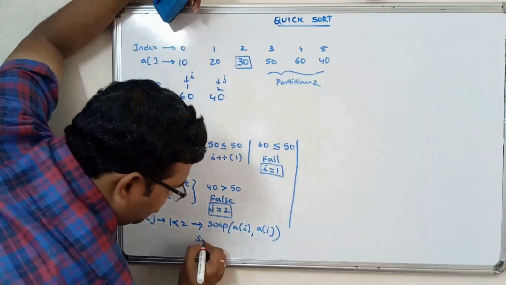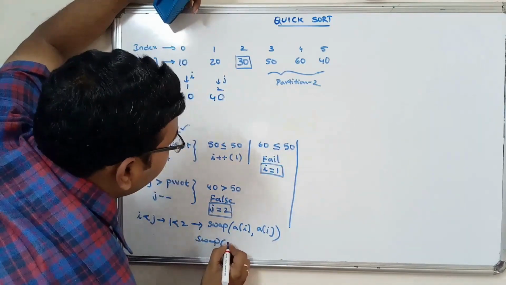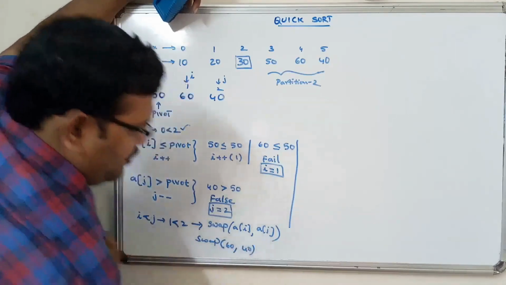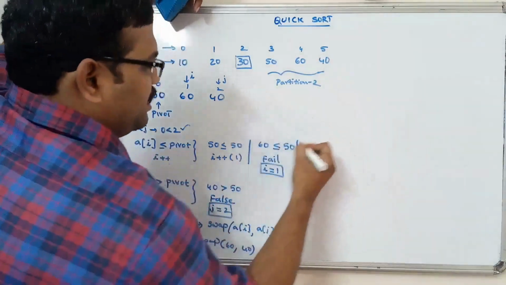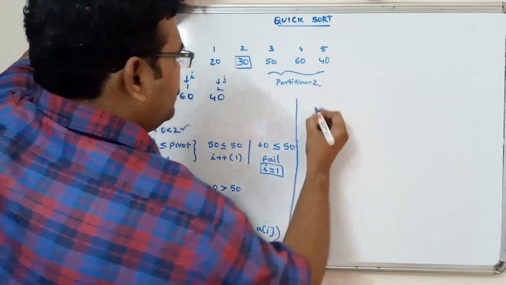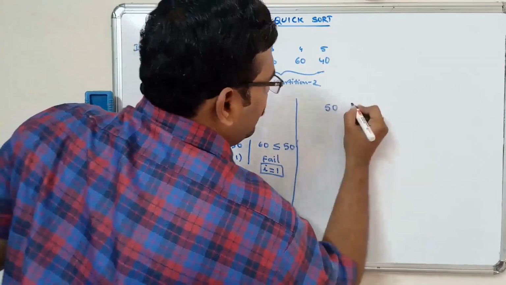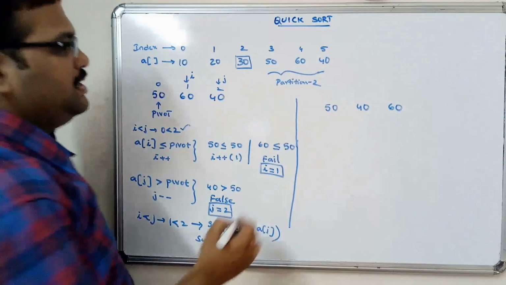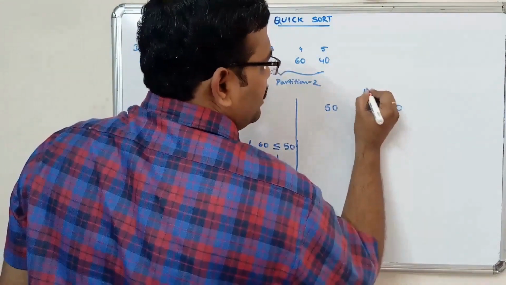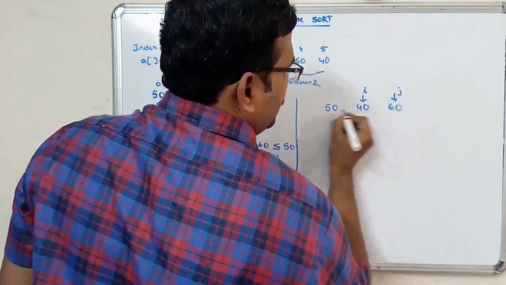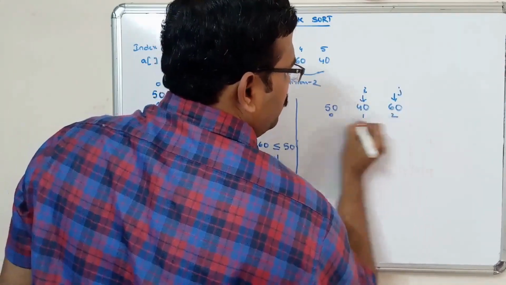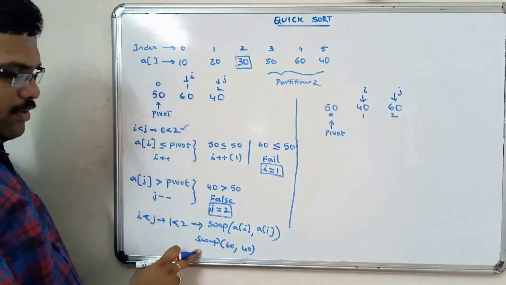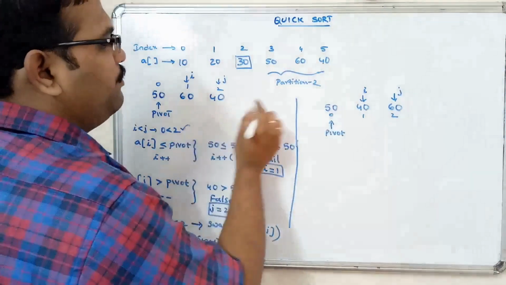So what are the elements we have to swap? Swap the 60 and 40. So after the iteration, the elements will be 50, 40, 60. The positions of I and J are the same. Okay. So the index values 0, 1 and 2, and this is the pivot we are considering. Right. So after swapping 60 and 40, we will get this one.